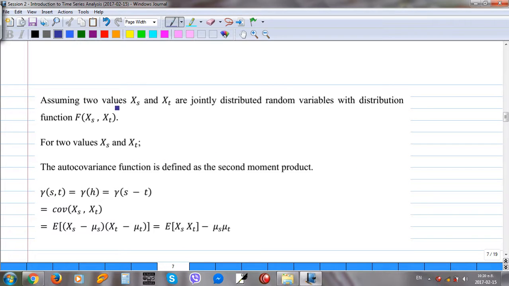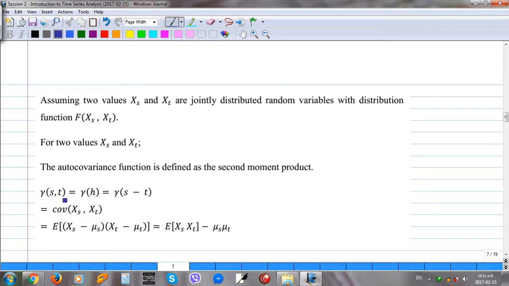Assuming two values x s and x t are jointly distributed random variables with the function f of x s, x t, the autocovariance function is defined as the second moment product. So the autocovariance function is defined like this, and you have to remember these functions.